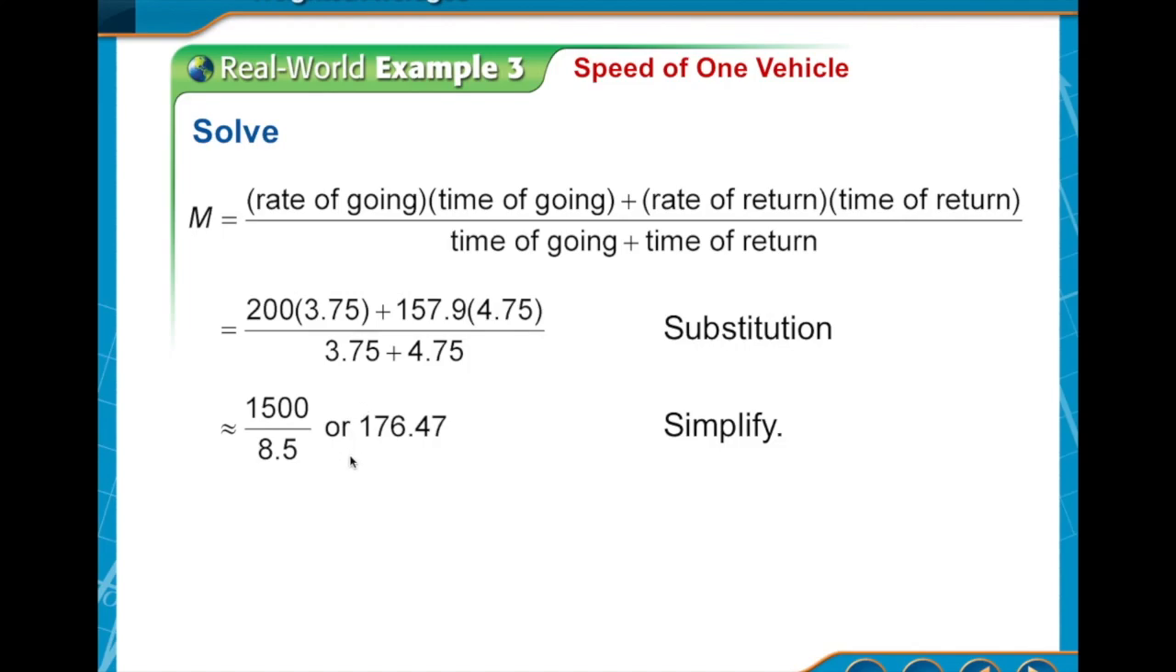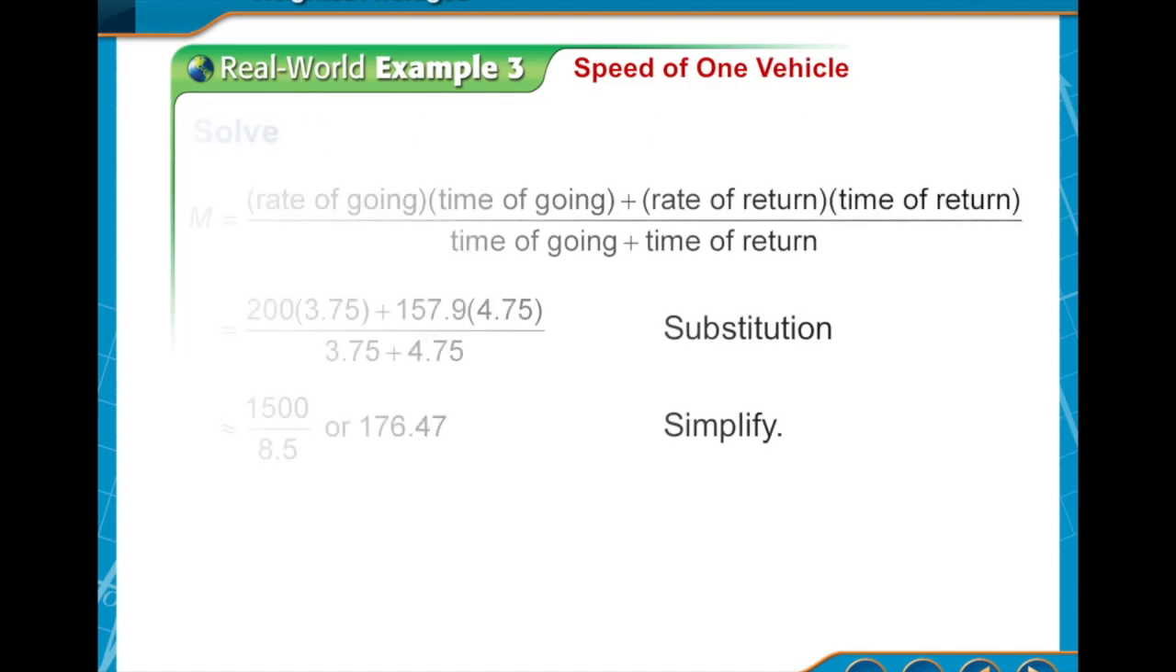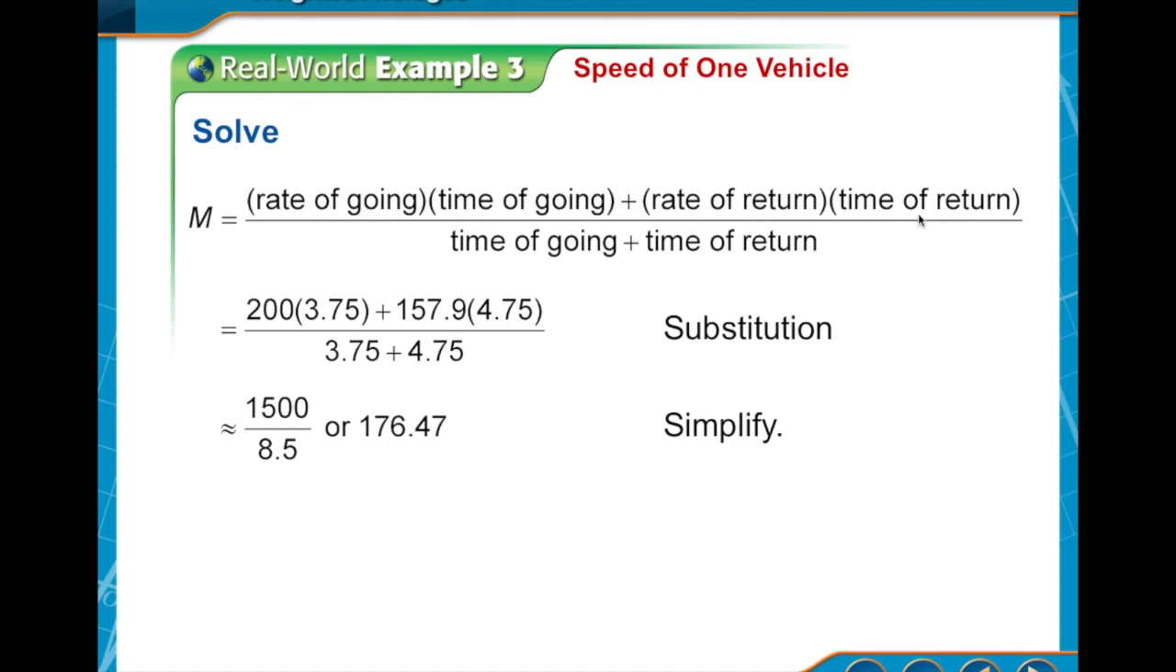So when you multiply all that out and divide, we see our average rate was 176, and we'll call that miles per hour. So this is her average speed for that entire trip, about 176 miles per hour. We found that with that weighted formula. So this formula is in your book, so that can be used to help you solve any of the example 3 type problems in this section.